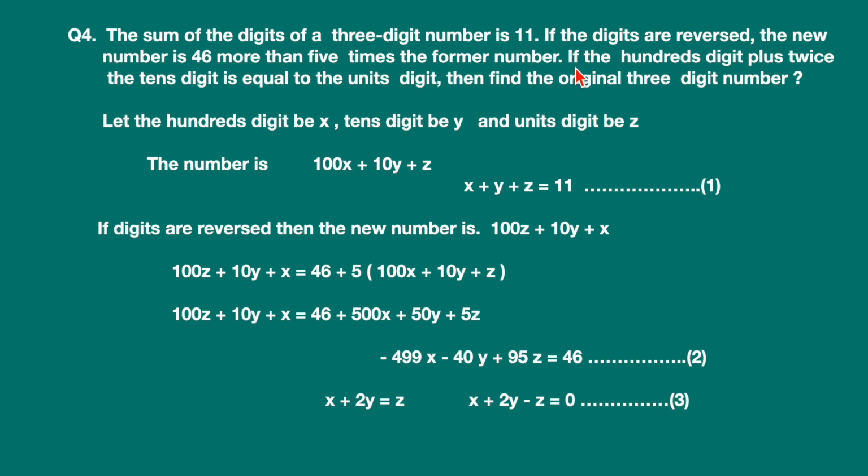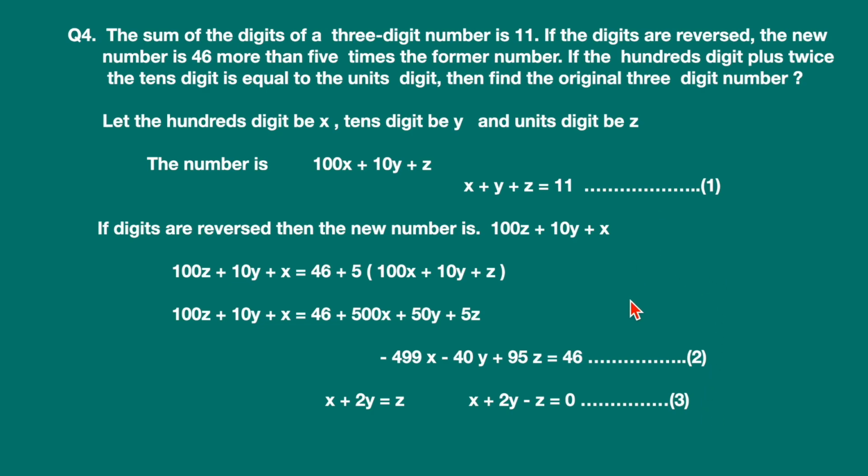Now let's go for the third one. The hundredths digit plus twice the tens digit is equal to the units digit. So hundredths digit x plus 2 times the tens digit is equal to the units digit, which is z. x plus 2y is equal to z. So x plus 2y minus z is equal to 0. This is the third equation.